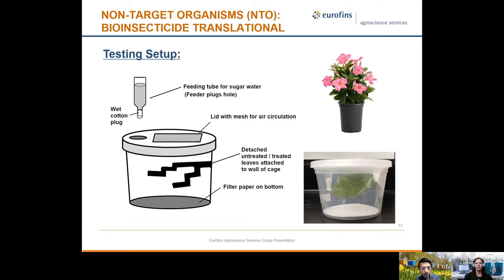But the most important thing in this test unit is that after we detach the leaves from the plant that has the test item applied to it, we are able to stick these detached leaves to the walls in a horizontal position in the test unit to sort of mimic a natural position of a leaf, and also to provide the test organisms with exposure both on the top surface and the bottom surface of the leaf. And so that really ensures that the test organisms can come into contact with the test item.